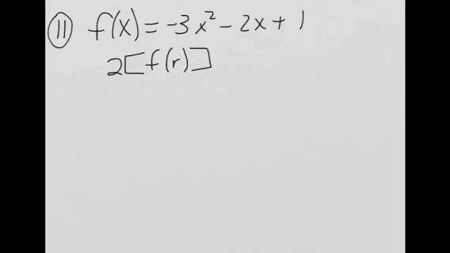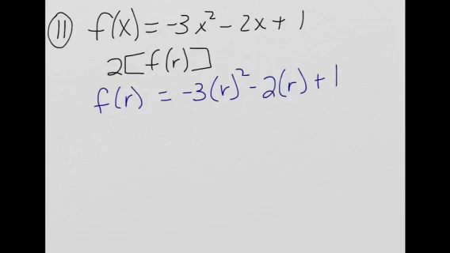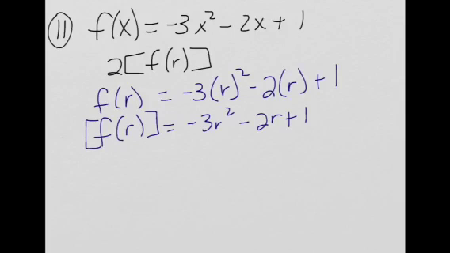Okay, for the function, the first thing we're going to do is plug in R everywhere we see an X. So it's going to be f of R is equal to -3 times R squared minus 2 times R plus 1. So f of R is equal to -3R squared minus 2R plus 1. Now we have to go ahead and multiply that whole value by 2. So we're going to have -6R squared minus 4R plus 2.